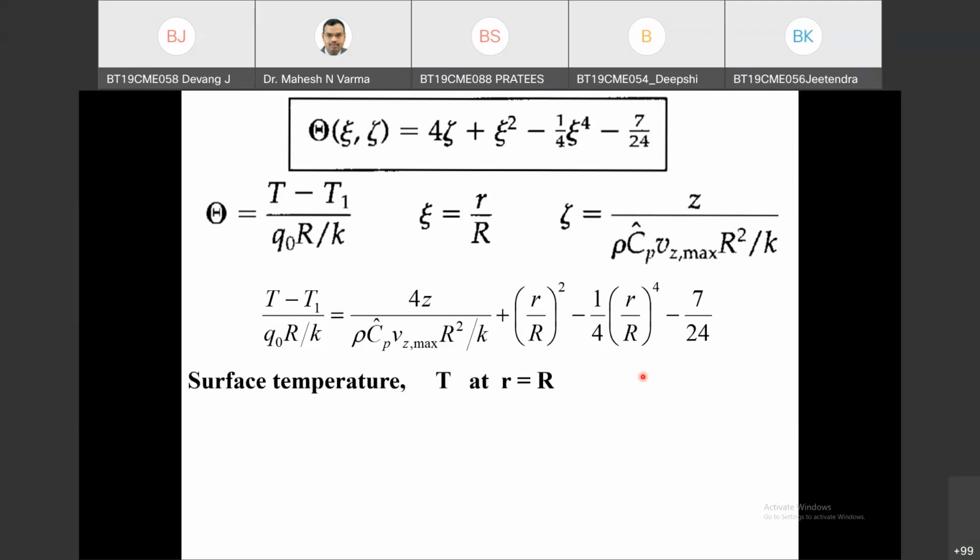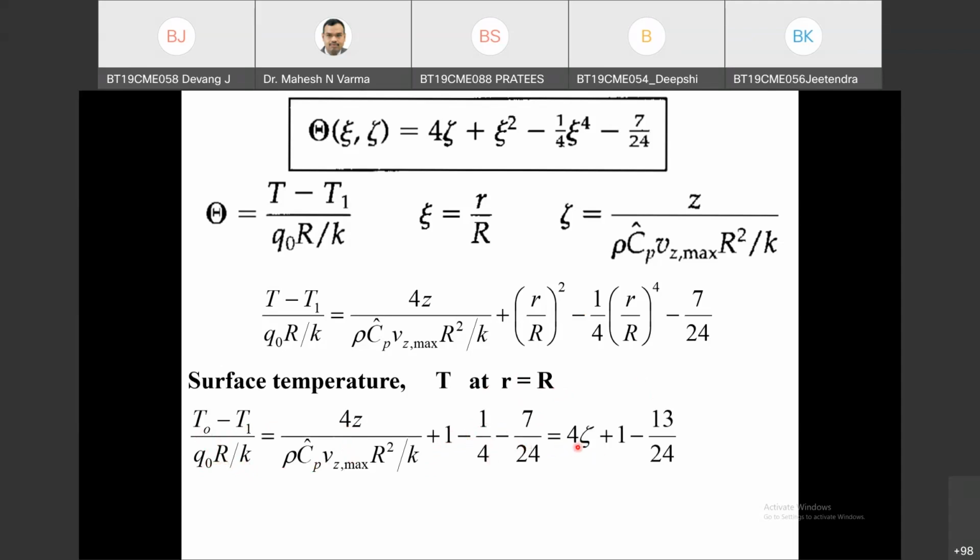Okay, then surface temperature. What will be the surface temperature? Surface temperature also keeps on increasing. Keep R equal to capital R. That will give me the surface temperature. So what will be the surface temperature? (T0 minus T1) divided by Q0 R over K will be equal to 4 zeta plus 1 square is 1 minus 1 upon 4 minus 7 by 24. That will be equal to 4 zeta plus 11 by 24. This will be my surface temperature.